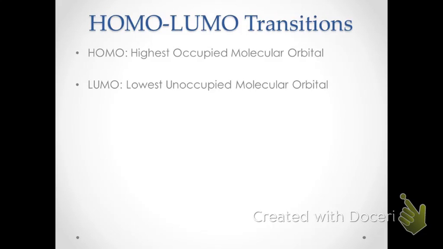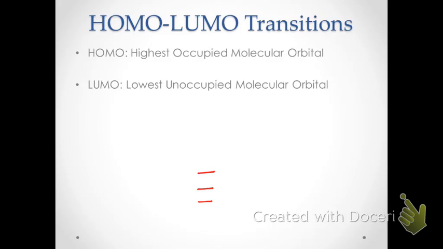Alright, so in this model we're also going to be using it to determine what's called the HOMO-LUMO transition, which is, when we take a spectrum, going to be the longest wavelength, lowest energy transition between two levels in the particle in the box model. HOMO stands for the highest occupied molecular orbital, and LUMO stands for the lowest unoccupied molecular orbital.